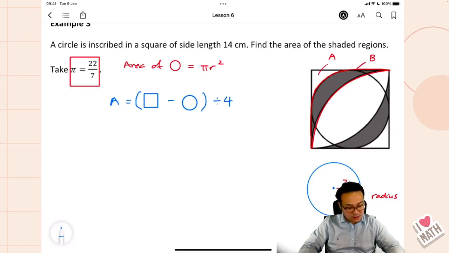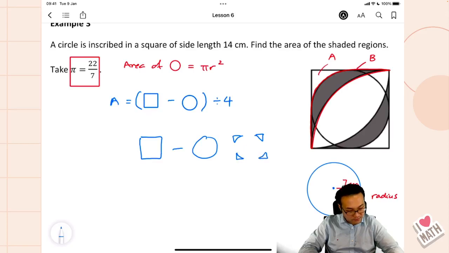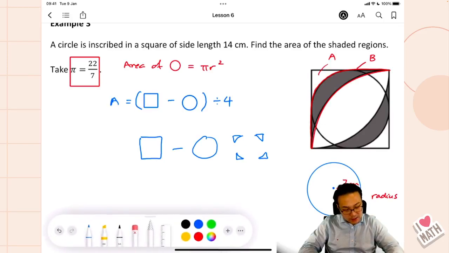Why am I doing this? When you take the square, you minus away the circle. Don't you agree that what are you left with? You're left with all the corners like that, right? So you have 4 of those funny corners. So that's why I need to divide by 4. Then I can find one of these corners, okay? So that's how I get A.